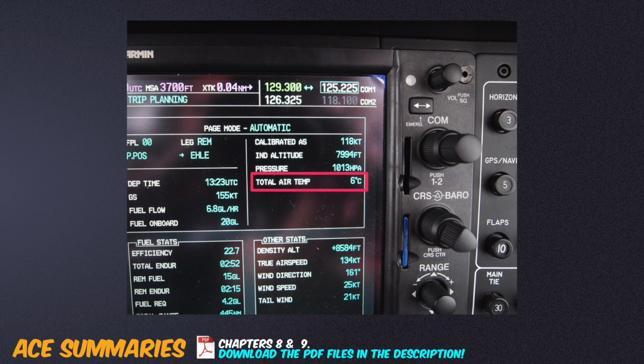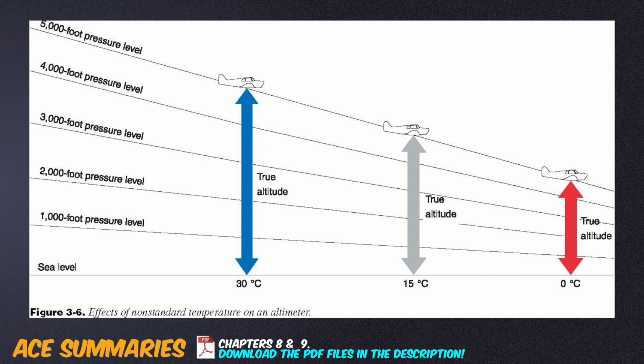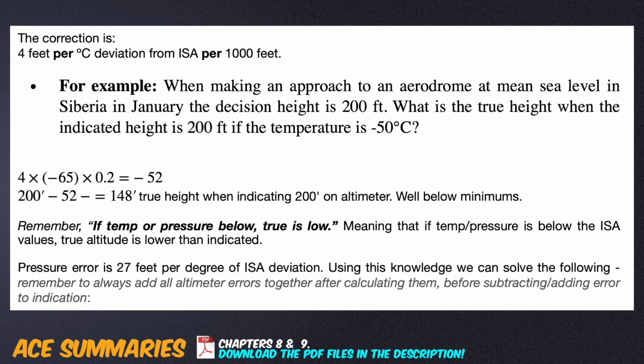Total air temperature, TAT, is the sum of the static air temperature and the ram rise caused by friction of fast-moving air particles against the surface or the sensory probe of an aircraft. Altimeters are calibrated using ISA pressure gradients. Therefore, when it's colder than ISA, this is the reason the true altitude will be smaller than what the altimeter is actually indicating. The correction is 4 feet per each degree of deviation from ISA per 1,000 feet.